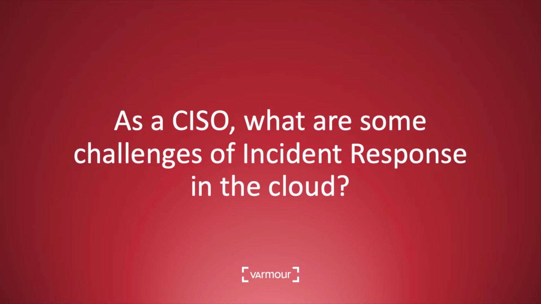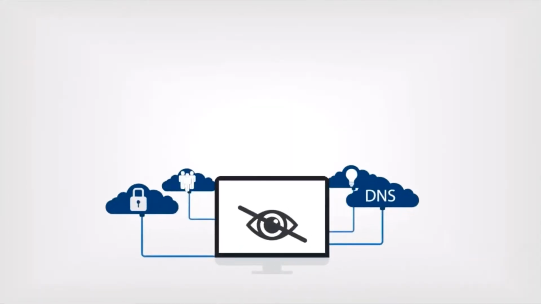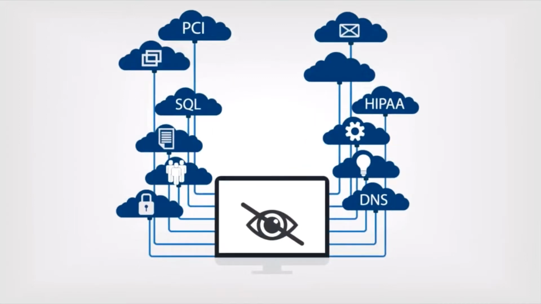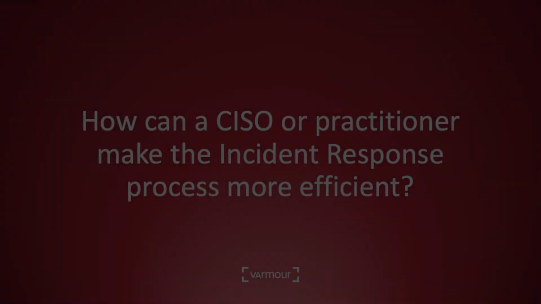As a CISO, what are some challenges of incident response in the cloud? So as a CISO, doing incident response in the cloud is extremely difficult. First and foremost, as a CISO, do I know what clouds I'm connected to? Do I know what my development teams have brought in from external clouds or external third-party code? It's very difficult as a CISO to respond to events that I don't know about in the cloud.